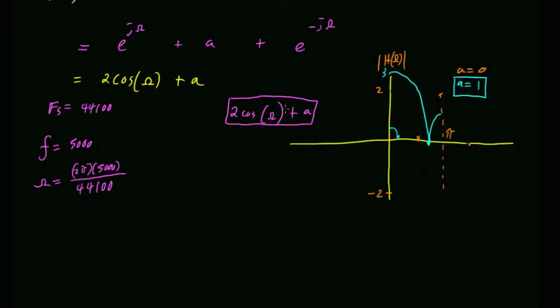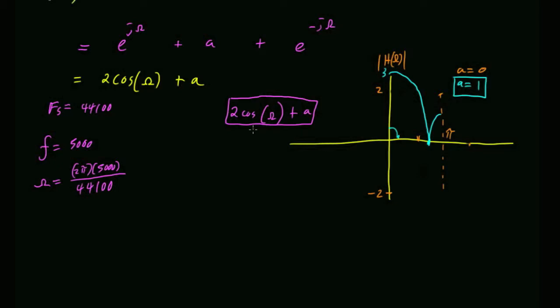Now, I want to pick a value of A such that my transfer function will equal 0 at that frequency. This is the magnitude of my transfer function. I want to pick my value of A such that when omega is this number, I get 0. And that way, I'll have a filter that zeroes out exactly the frequency that I want to get rid of. Will I not?